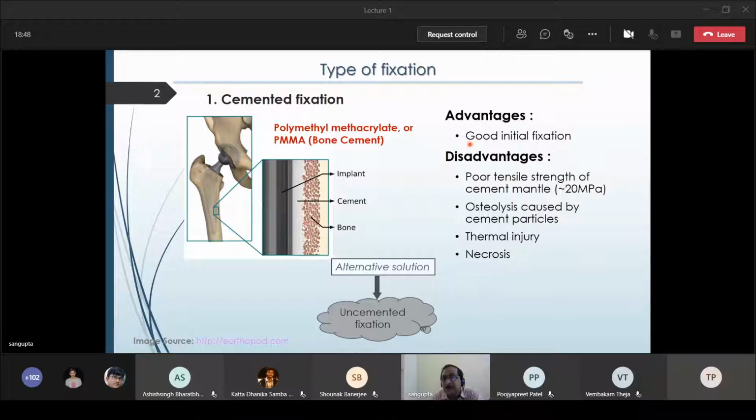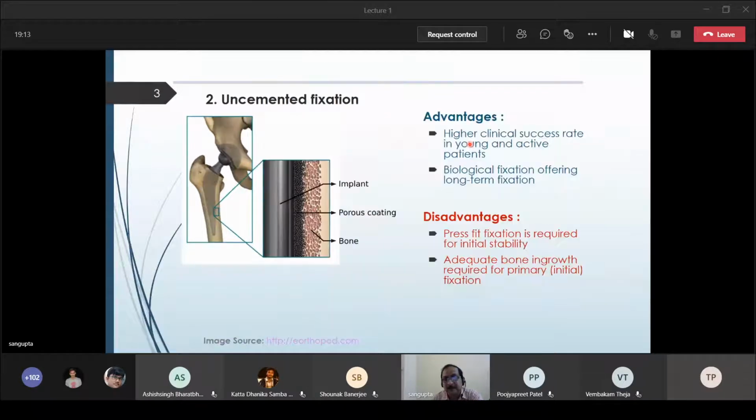However, the much better alternative that has evolved over the last decade is uncemented fixation. Okay? So it is another type of fixation, but not using cement. There must be a biological fixation between the implant and the bone. And that's called uncemented or cementless.